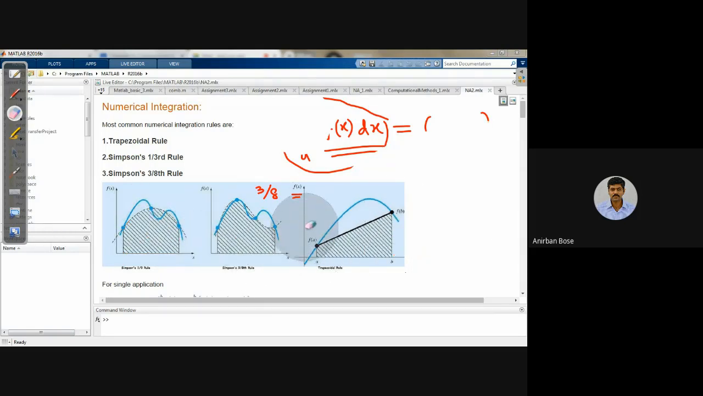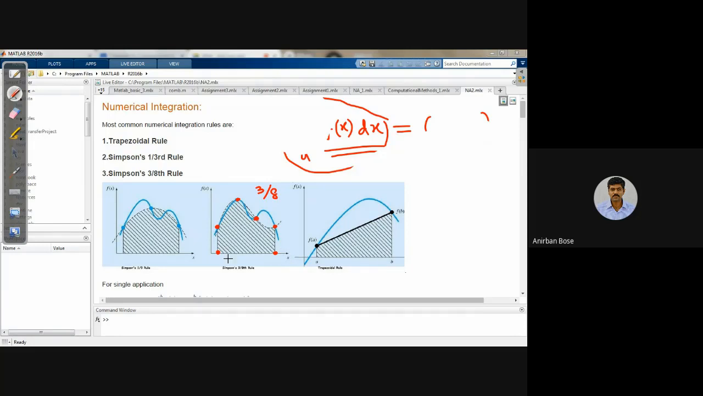Now coming to Simpson's 3/8 rule: it can be extended to any higher order polynomial by increasing the number of points, but these are the most popular. In Simpson's 3/8 rule, observe what we have done. We have considered how many points? 1, 2, 3, 4. 4 equidistant points in the range.